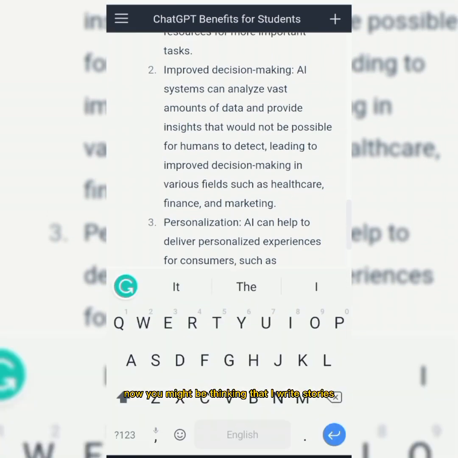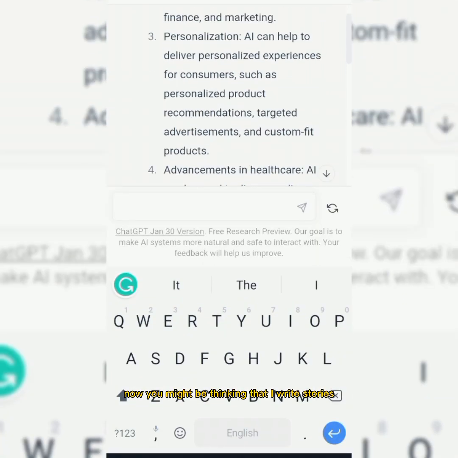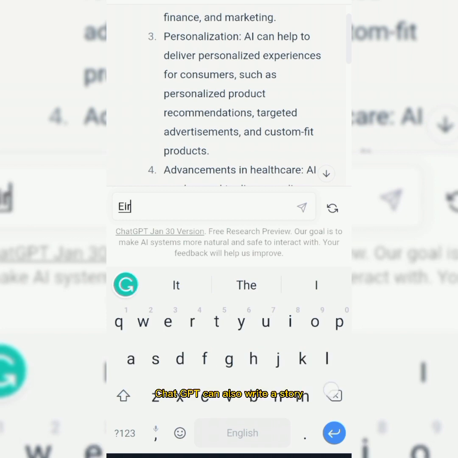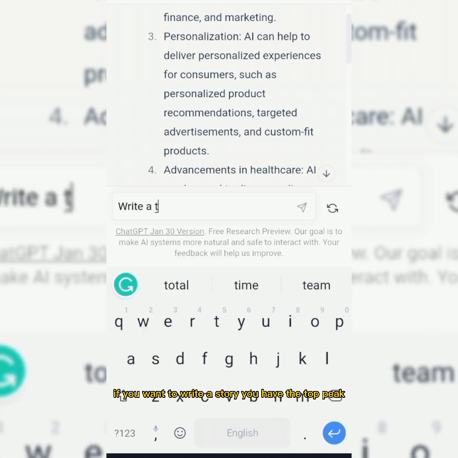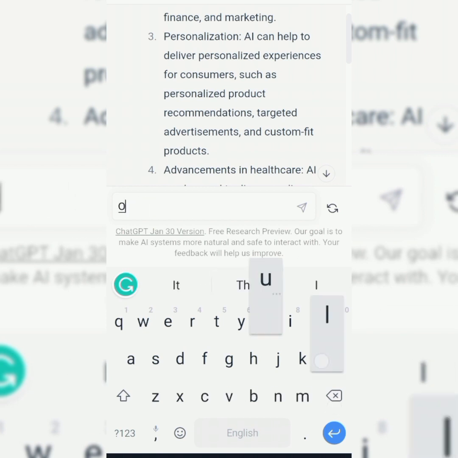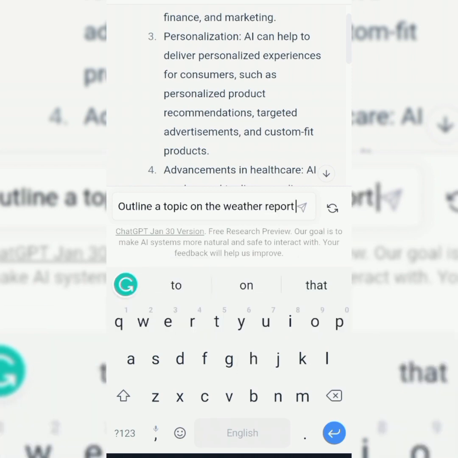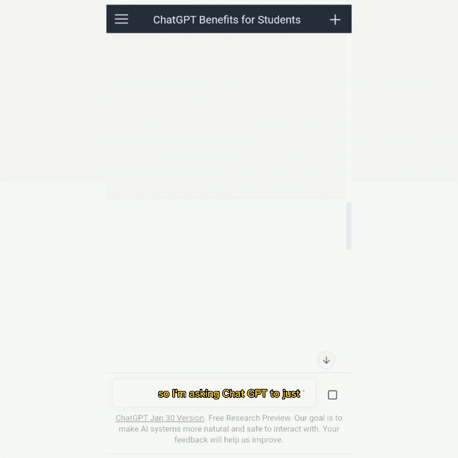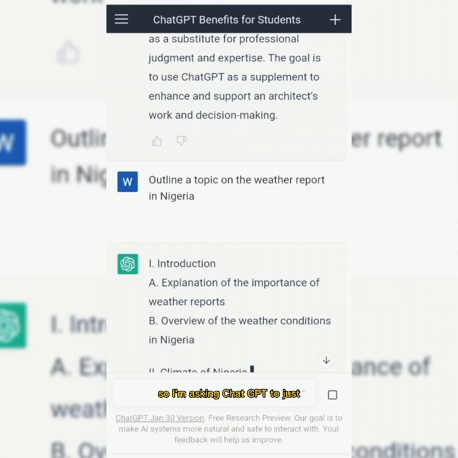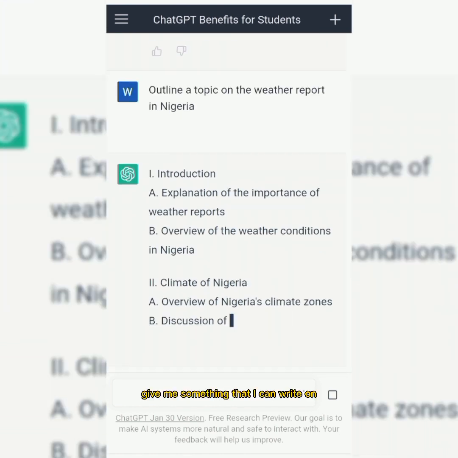Now, you might be thinking, I write stories. We might be asked to put up a fiction story or any other thing. ChatGPT can also write a story, right? If you want to write a story, you have the topic and then you have different outlines. So just outline a topic. So I'm asking ChatGPT to just give me something that I can write on.